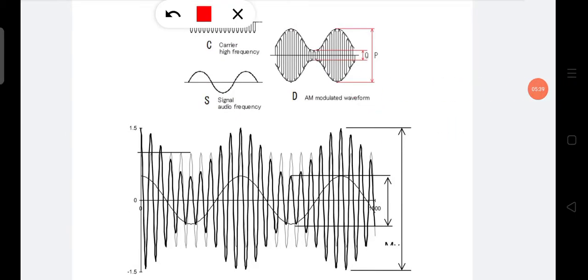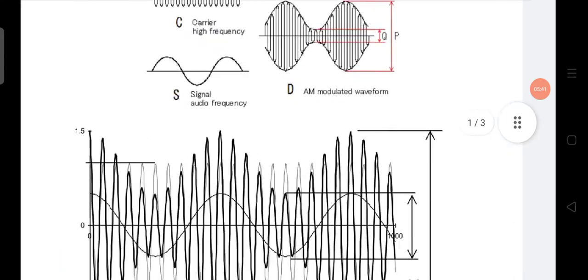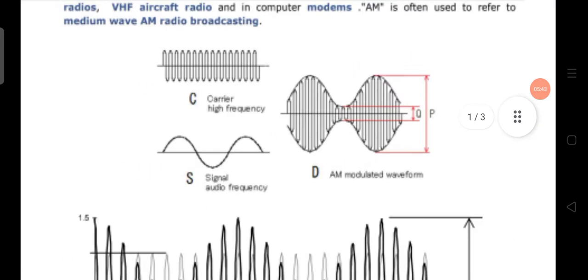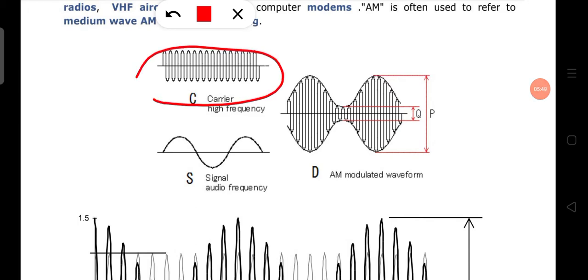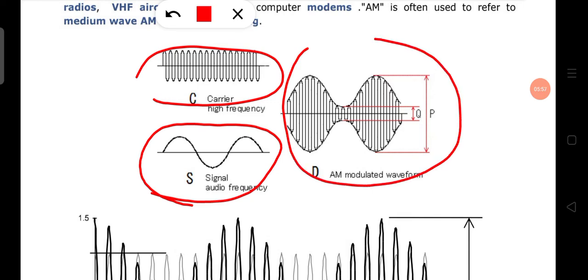You see, this is the high frequency carrier signal. And this is the audio signal we want to send. So this is the modulated signal. After modulating, we get this waveform.